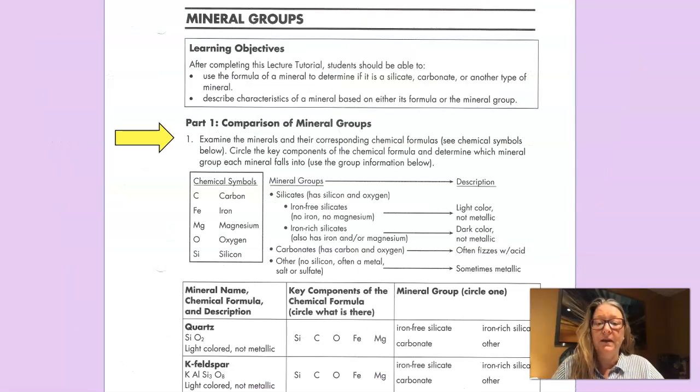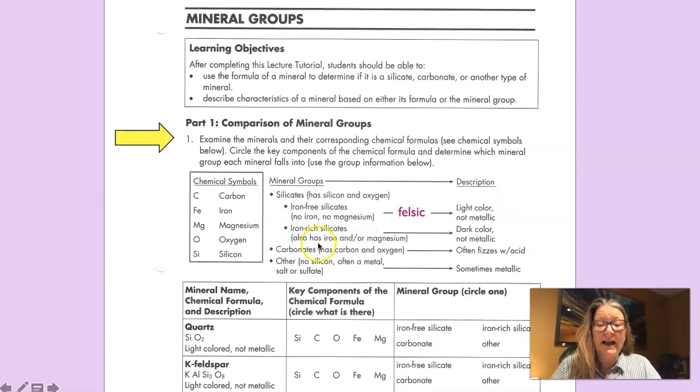Okay, here we go. So the first part asks you to examine the chemical formulas of these various minerals and decide the mineral group. If it's a silicate, then it's going to have silicon and oxygen. And there are 2 silicates listed here that I want to bring your attention to now because they're going to be very important when we talk about igneous rocks. There are silicates that are iron-free. They have no iron, no magnesium, and they're light in color. They're called felsic. Feldspar, silica, that's kind of the derivation of that word.